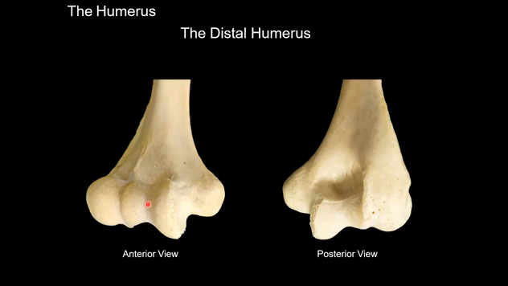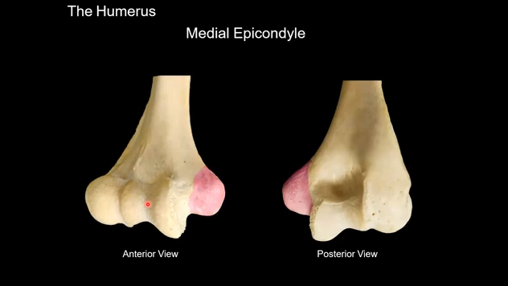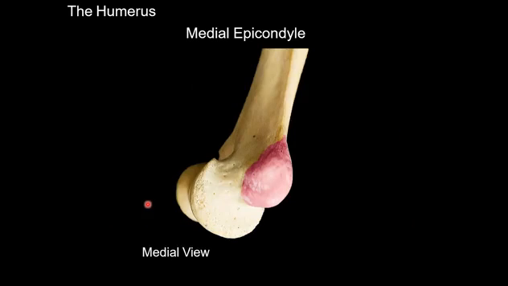So now you're going to see the distal humerus. This is the anterior view, and then we're seeing the posterior view. The first thing you're going to make out is what we call the medial epicondyle. So that's the first structure you're going to notice. This is the anterior view and the posterior view of that medial epicondyle. Of course, we also have the lateral epicondyle. We're going to see that.